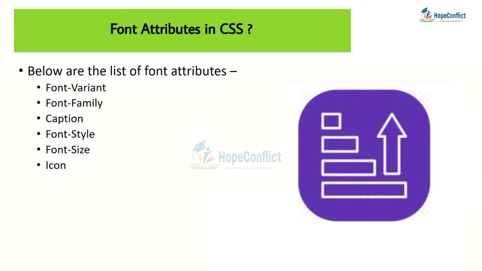List all the font attributes in CSS. What are the different types of font attributes? Like what all different things you can do with font? We can use font-family, we can use font-variant, we can use caption, we can use font-style, we have font-size and icon. So these are the different attributes related to font we can use in our styling.